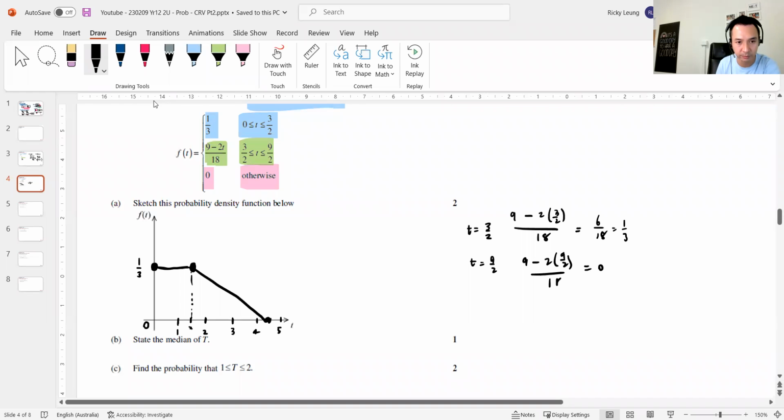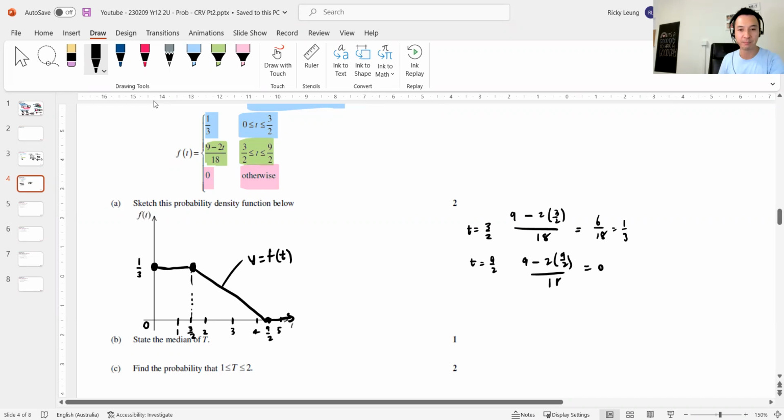So that's 3/2. That's 9/2. Perfect. That's my graph, right? And 0 thereafter, right? Well, I don't really need to illustrate that, but yeah, you can. So this guy here is y equals f(x), or f(t).